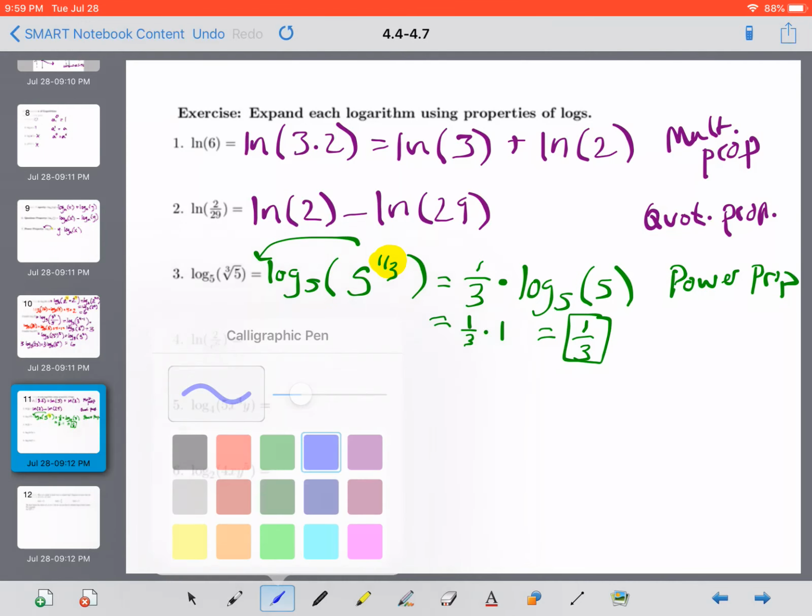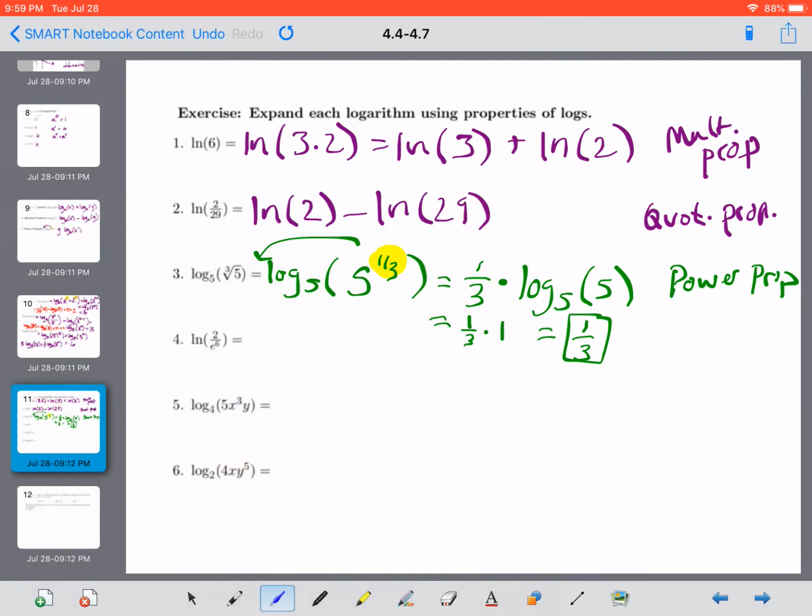Let's try number 4. We've got ln of 2 over e to the 6th power. We've got a quotient inside, so it would make sense to use a quotient property here. Division on the inside means subtraction on the outside. So this is going to simplify to ln of 2 minus ln of e to the 6. Okay, that was by using the quotient property.